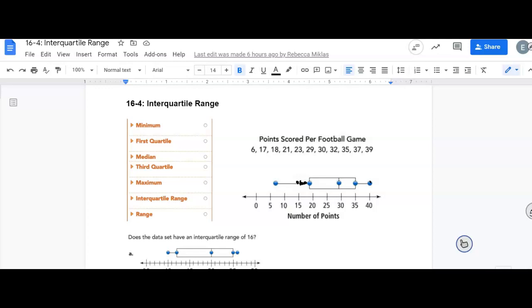Maybe the team we played was just not at the same level of competition that we were in. Maybe they had a lot of people injured. So we are looking just at the middle of the data set. It prevents the stray data values from interfering. Okay. Questions about that?